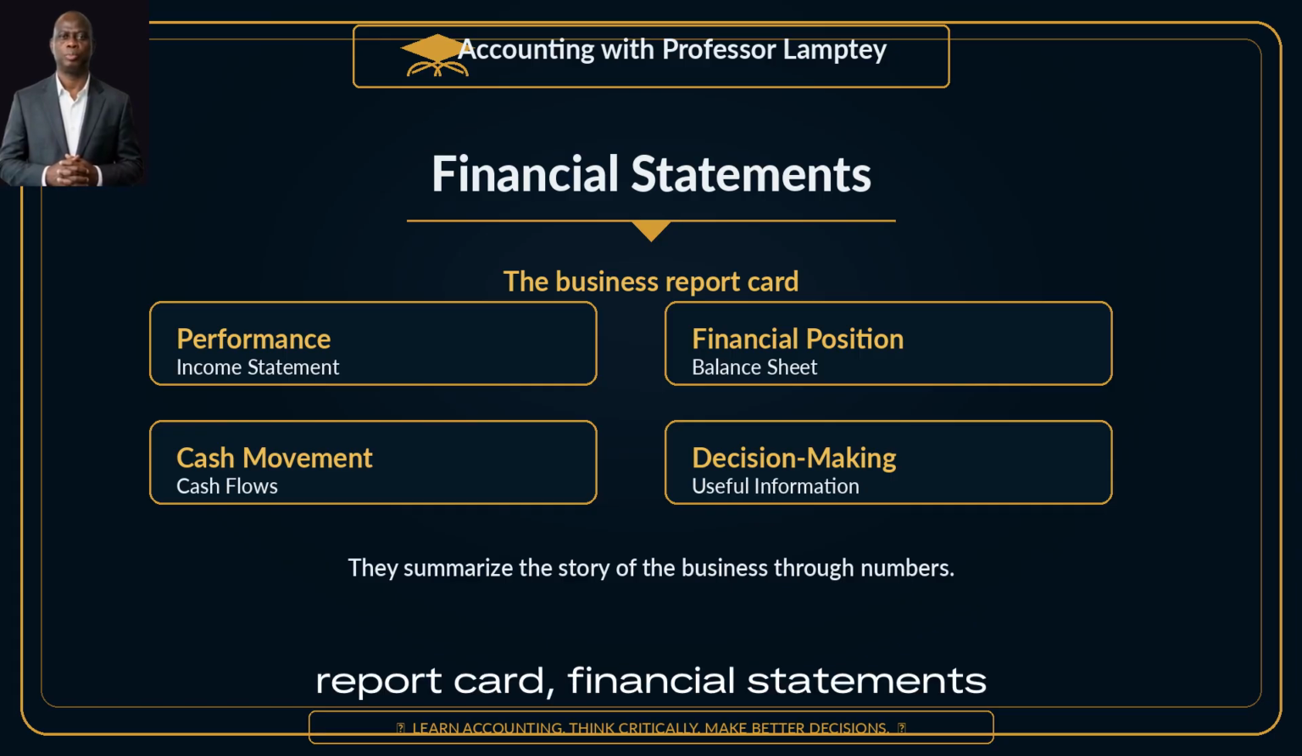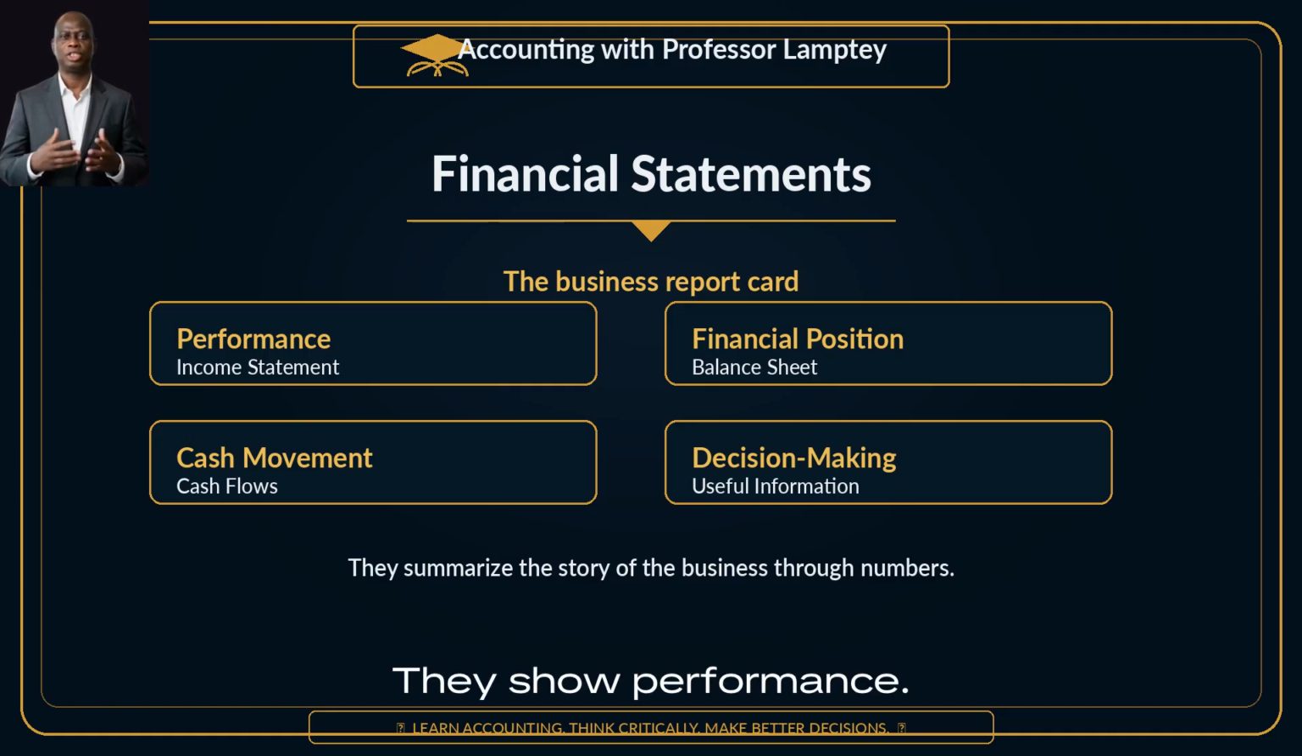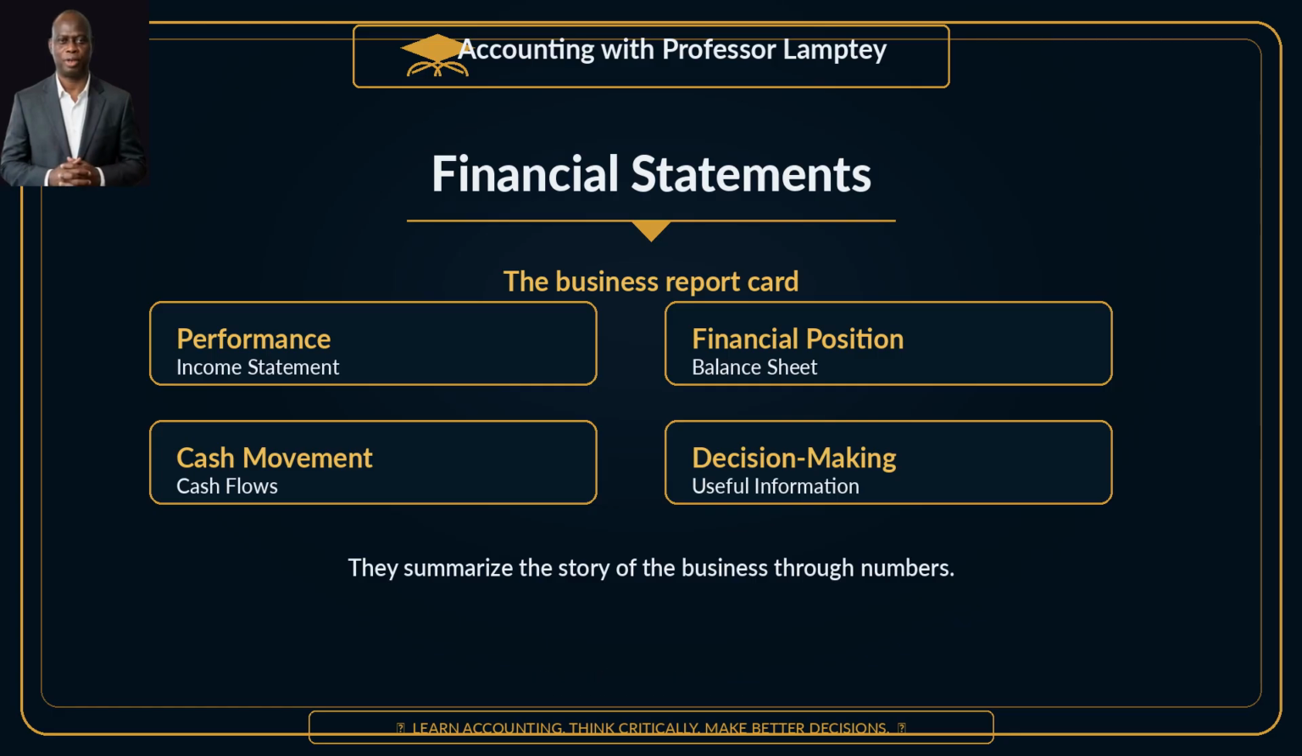But unlike a school report card, financial statements do not say, "excellent effort," or "talks too much in class." They show numbers, they show performance, they show financial position, they show cash movement, and they help people make decisions. Today, we are going to explain the four main financial statements: the income statement, the statement of retained earnings, the balance sheet, and the statement of cash flows.